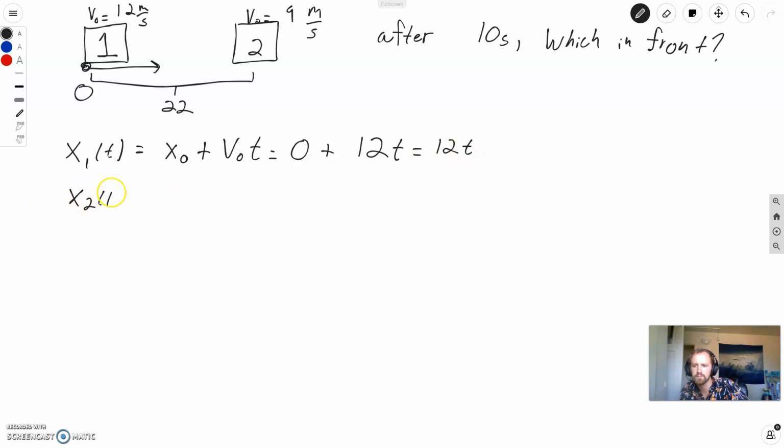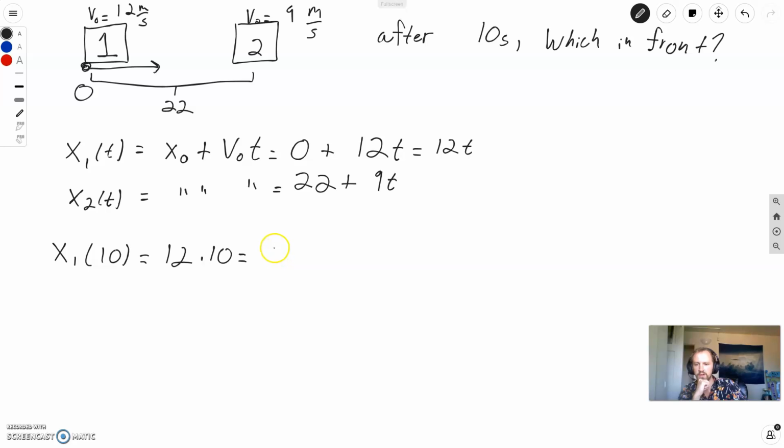Similarly, you'll get the same general equation for particle 2, but particle 2 starts 22 meters in front and moves with a velocity of 9. So we have 22 plus 9t. So now I can say, what is x1 evaluated at 10 seconds? Well, that's just 12 times 10 equals 120 meters, right? Because we had meters per second times seconds. So those cancel out, so we're left with meters.